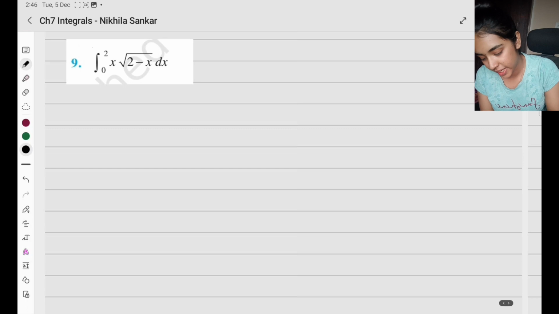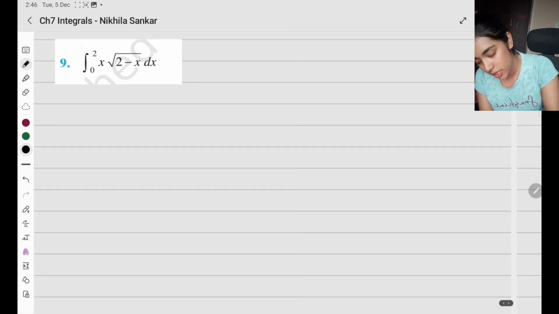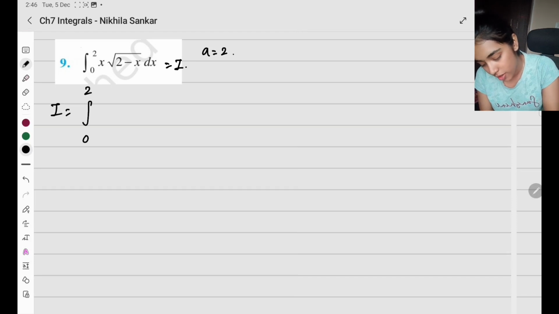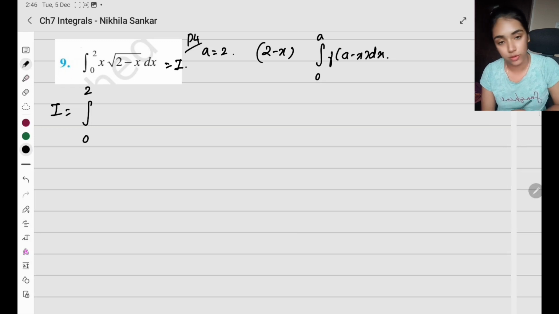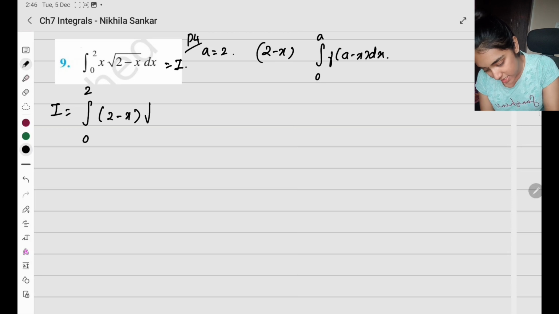Question number 9. Again using property number 4. So my a value is going to be 2. So this is my integral I. So I now becomes 0 to 2 of, wherever I have x, I have to substitute by 2 minus x, according to the formula 0 to a f of a minus x dx according to property number 4. Okay. So this is going to be a minus x, so 2 minus x, square root of 2 minus x, times dx.